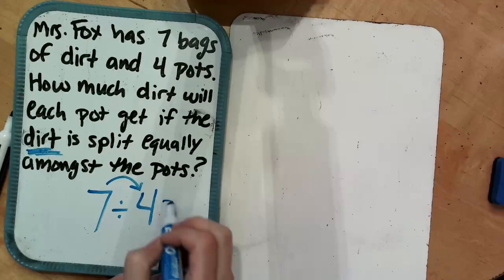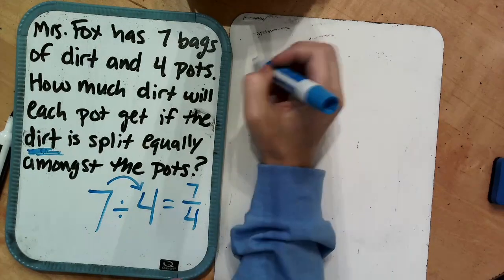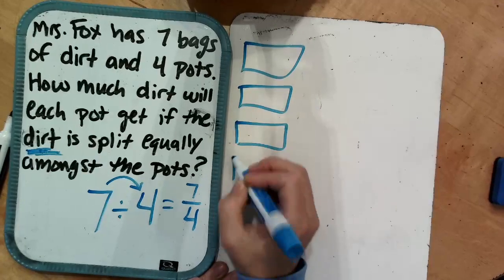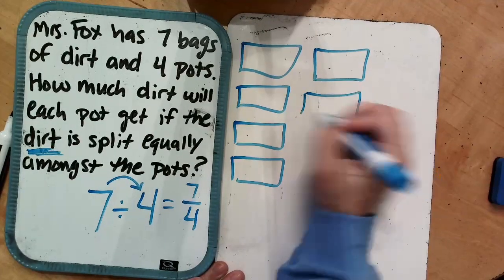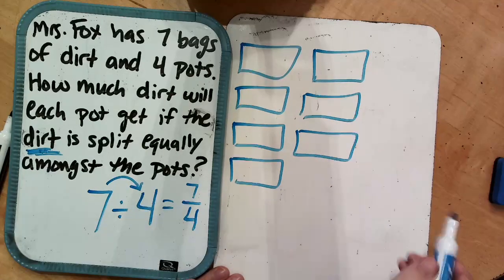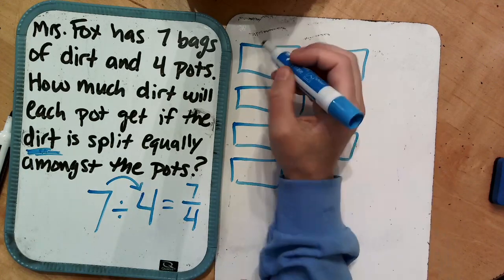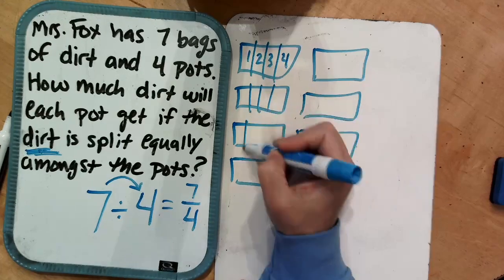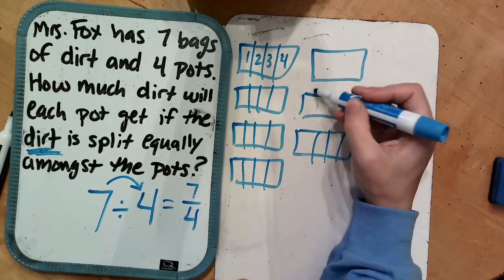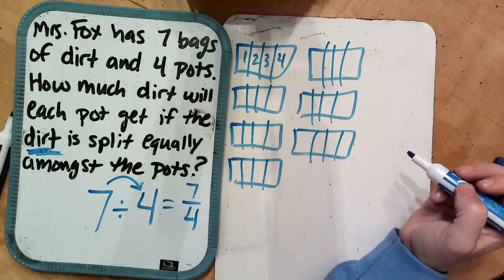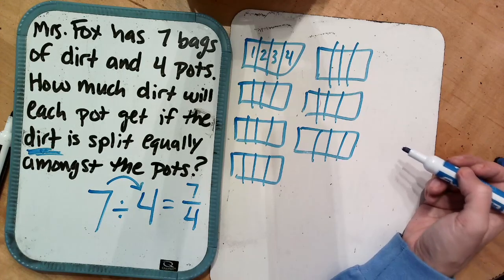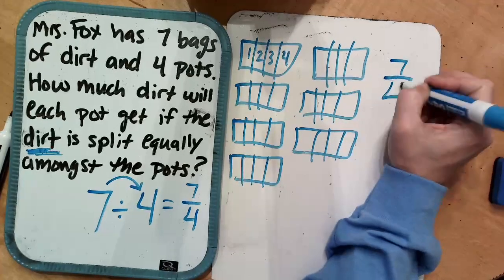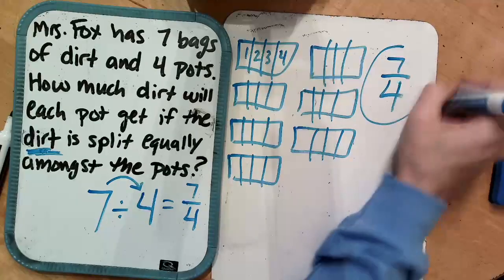Okay, so to draw this one, this is going to take a second, bear with me. 1, 2, 3, 4, 5, 6, 7 bags of dirt, and I'm going to split them into 4 pots. Okay, pot number 1, 2, 3, 4. Eventually, once your student gets the hang of this, they're not going to need to draw these pictures because they're going to realize, okay, I'm going to have 7 pieces of 4. This is an acceptable answer.